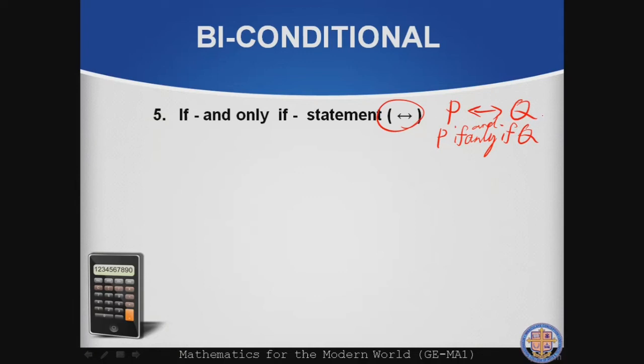Example, if I like you, then I will marry you. Pag ginawa ko siyang biconditional, I will marry you if and only if I like you. Another one, if you have faith, then you will be saved. Kapag may pananampalataya ka, ikaw ay maliligtas. So pag ginawa ko siyang biconditional, you will be saved if and only if you have faith. Maliligtas ka lamang kung may pananampalataya ka. So sila ay opposite. Yung if then, saka yung if and only if.